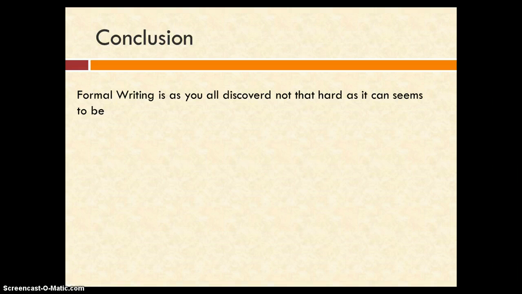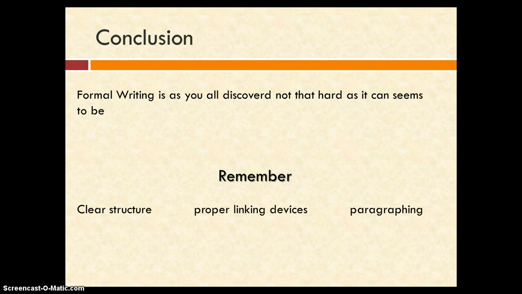Now we have given you the information on how to write three types of formal text. And as you hopefully discovered, it was not as hard as it can seem to write formally. To summarize this lecture for you, the most important things to remember are to always have a clear structure, to use proper linking devices, and to use correct paragraphing. Now good luck with your future formal writing.